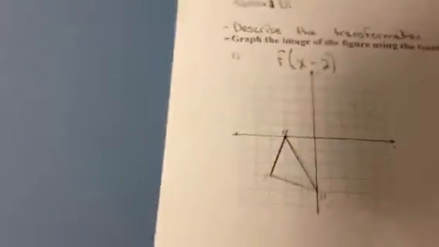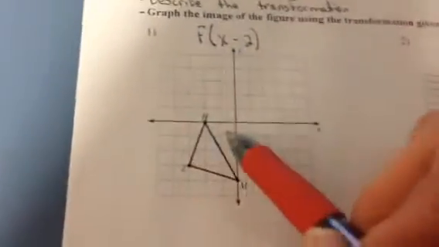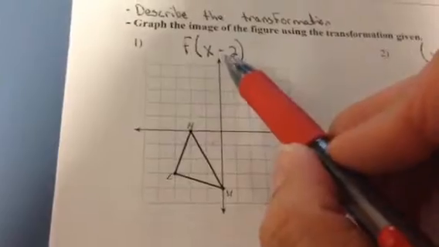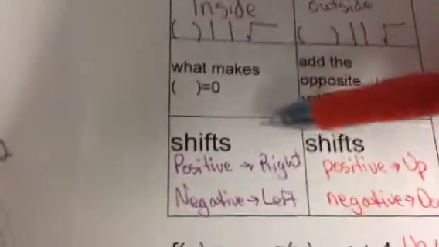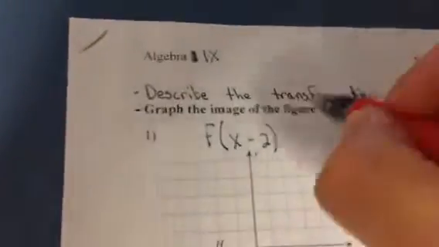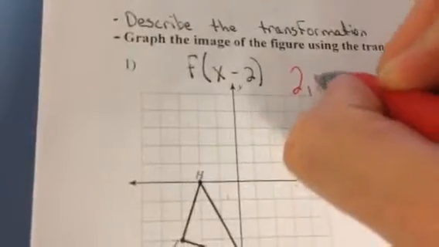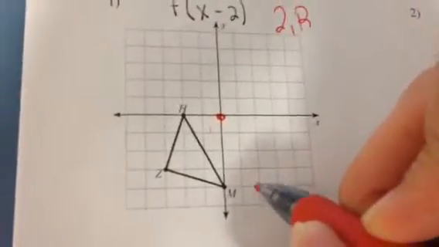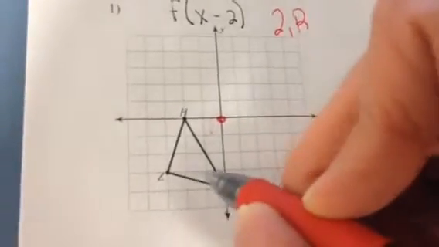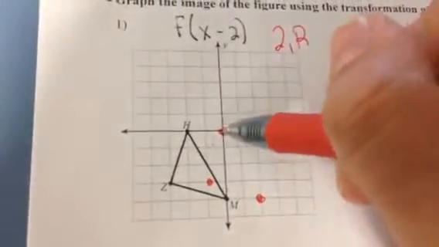Okay, so let's take a look at maybe 1 and 3 here, and then we'll jump to maybe do 1 on the next page and 1 on the next page. So first I'm going to look at my triangle, and it says minus 2. So minus 2 is inside. Remember, inside, what makes it 0, and does it move left or right? So what makes that 0 is 2. Since it's positive, it's going to go right. So all these points are going to go right 2. For the sake of geometry, you do need to connect them.